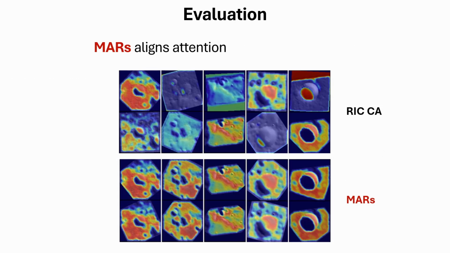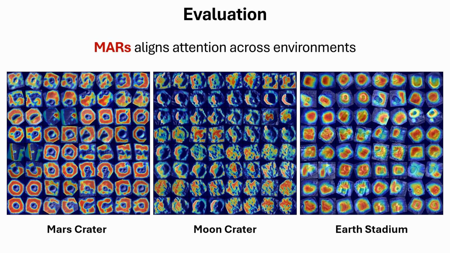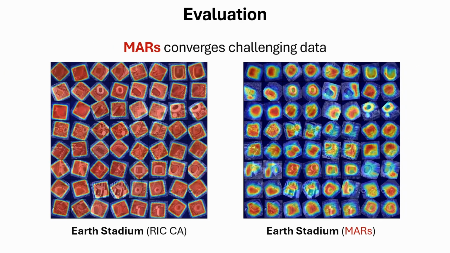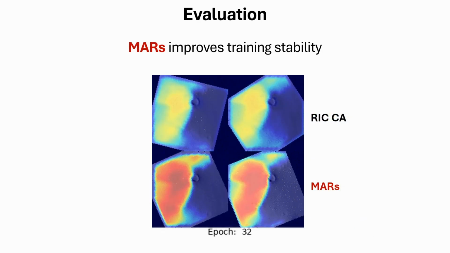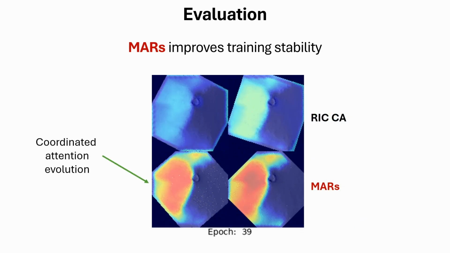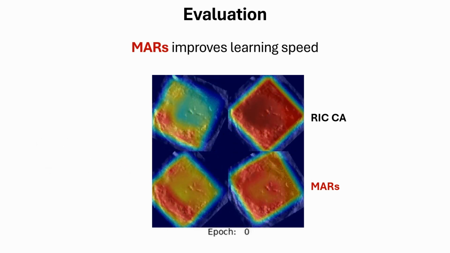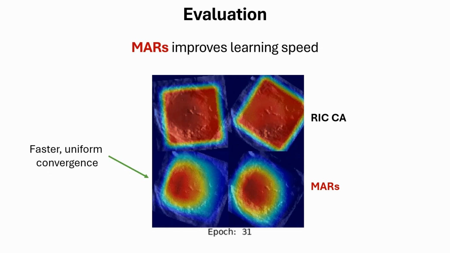Qualitatively, we demonstrate improved attention alignment with MARS, and showcase this alignment across each environment. We also see how MARS leads the convergence on challenging setups, compared with pure invariant and coordinate attention layers. During training, MARS improves stability by keeping attention similar, while also improving learning speed, promoting faster, more uniform convergence.